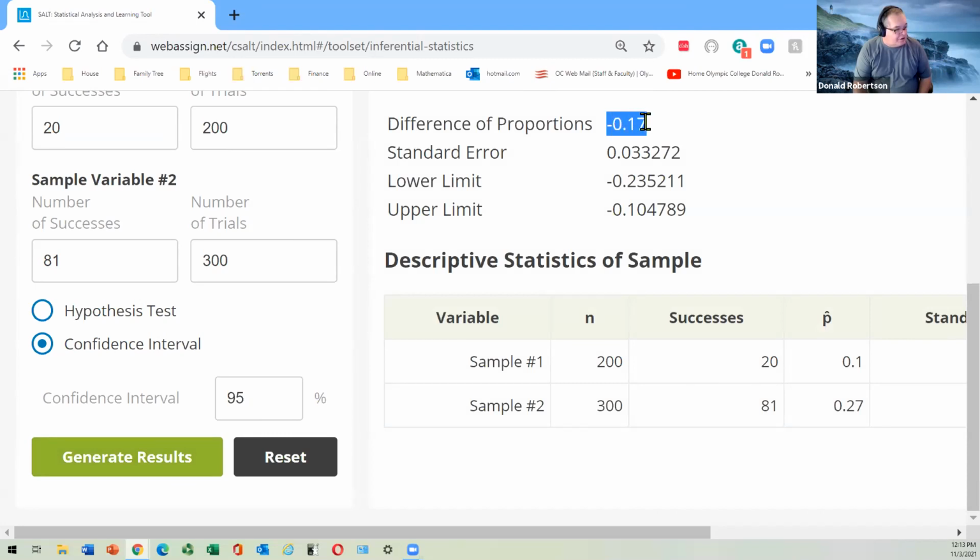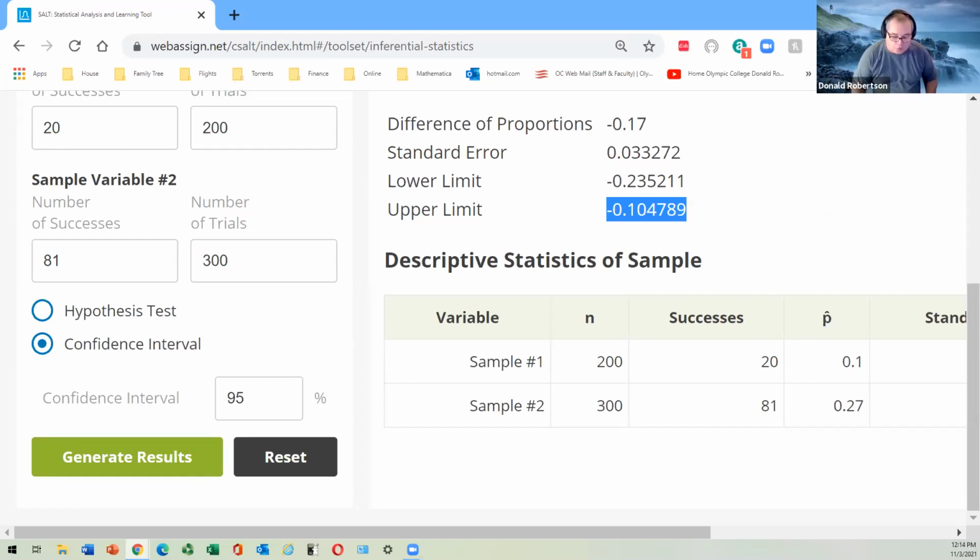There's p1 hat take away p2 hat. Can you see how the difference is, what, about negative 17%? Can you see the standard error? Remember that standard error with all the p1 hats and p2 hats and all that? There, it's all done for you. That's the lower limit, and that's the upper limit. So what does that mean? When you do your interval, the smaller number is negative 0.235, and then the upper one is negative 0.105.